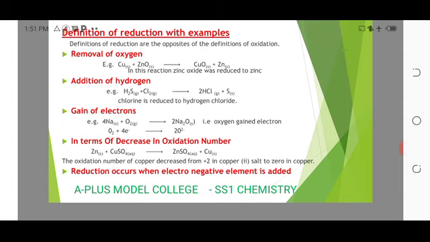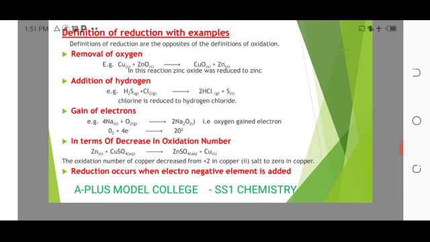And whenever there is a gain of electron, there is a decrease in the oxidation number. So reduction is also defined as a decrease in oxidation number. Whenever any substance experiences a decrease in the oxidation number in any reaction, the substance must have reduced. An example here is zinc plus copper sulfate, giving you zinc sulfate plus copper.